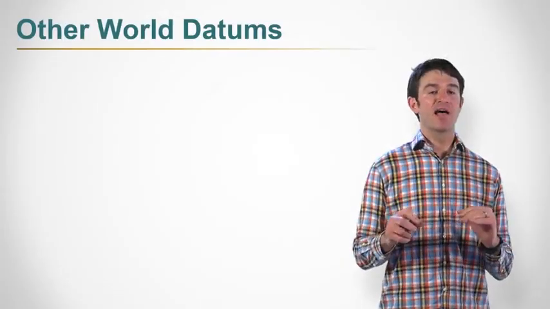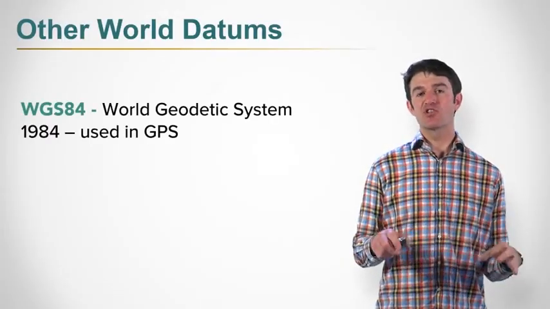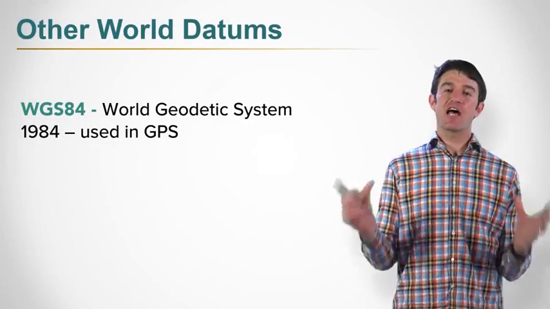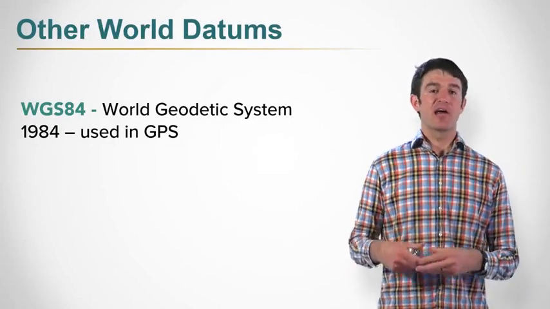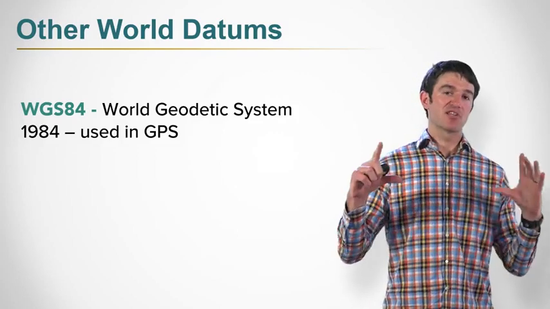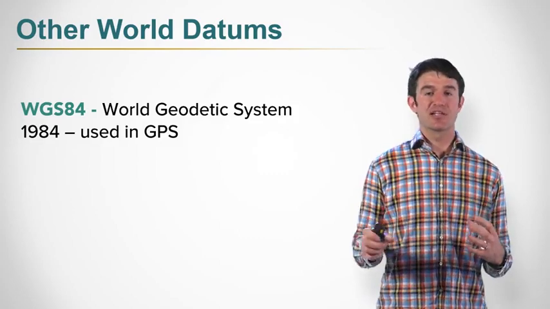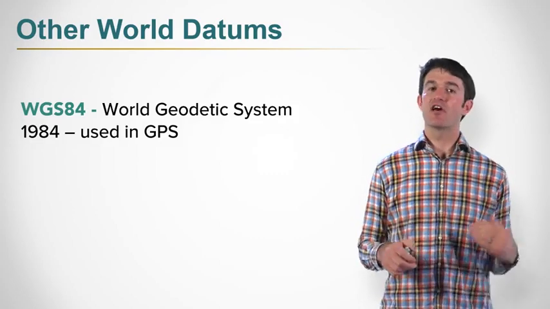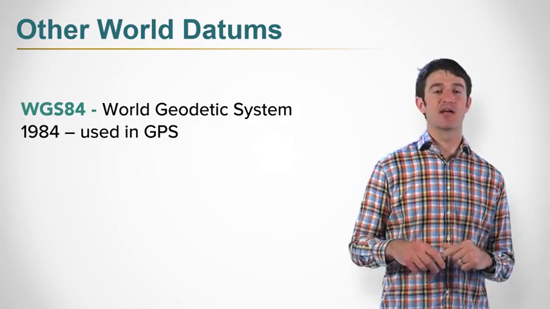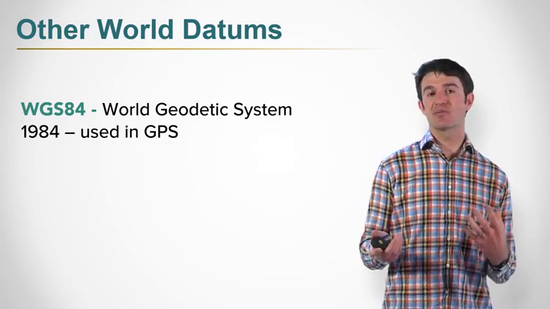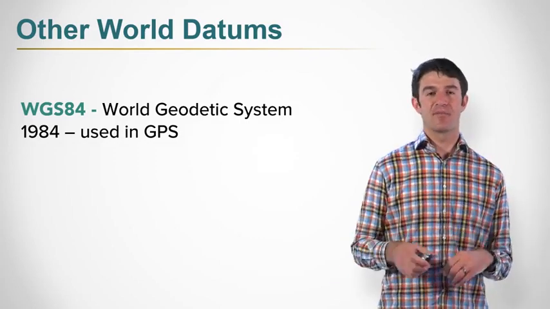Now, worldwide, there's WGS-84, the World Geodetic System from 1984 that I mentioned before, and that covers the entire world pretty well, where NAD mostly focuses on North America. And WGS-84 is used in GPS. So whenever you get GPS coordinates, those come out in WGS-84. And if you want to use them in conjunction with other data from NAD-83 or something like that, you will need to convert it.